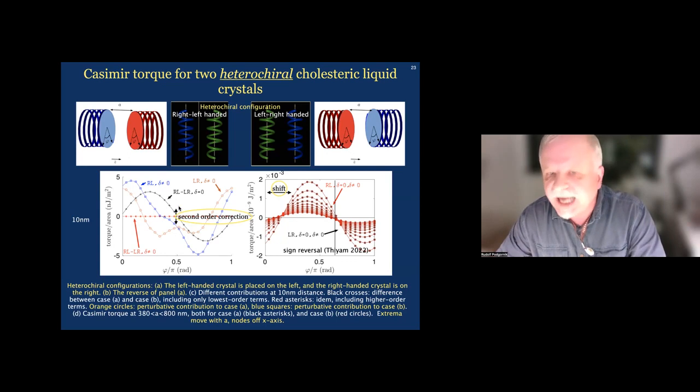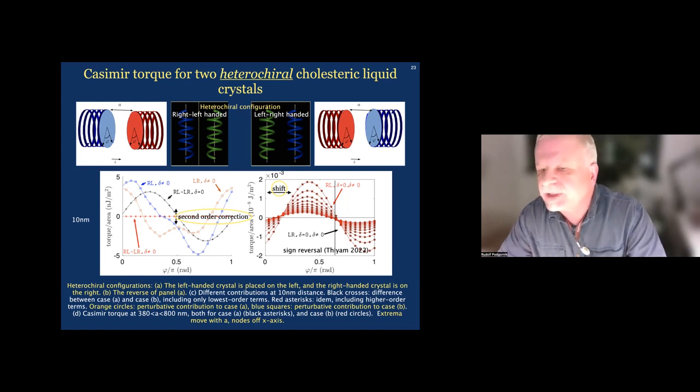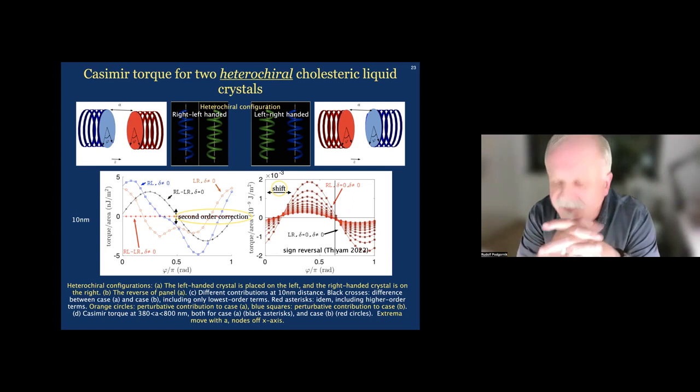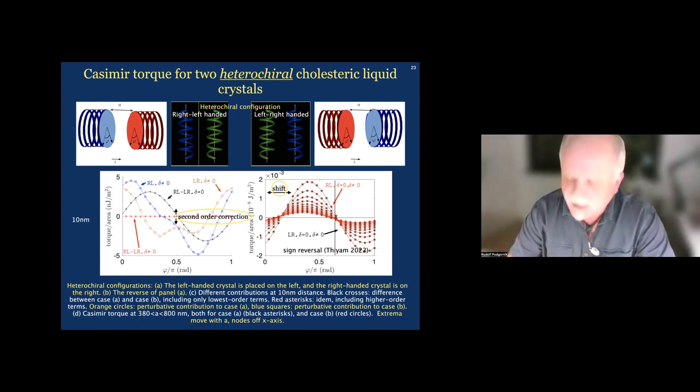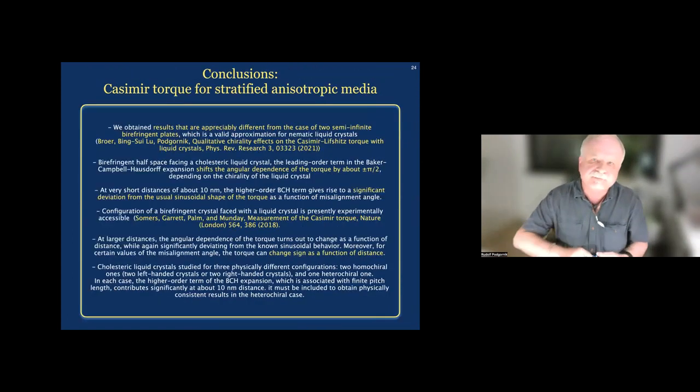This is at a separation of 10 nanometers, and what I'm showing you here goes from, again, 380 nanometers to 800 nanometers. Again, there's a shift, it's not sinusoidal anymore, plus the same effect as before at a certain angle right here. If you change the separation between the two liquid crystals, you see that the torque also changes size. This should be measurable in principle, and I think it's one of the interesting effects that you can observe in this kind of system. So here I am, conclusions.